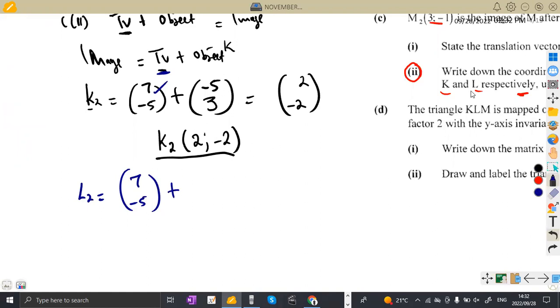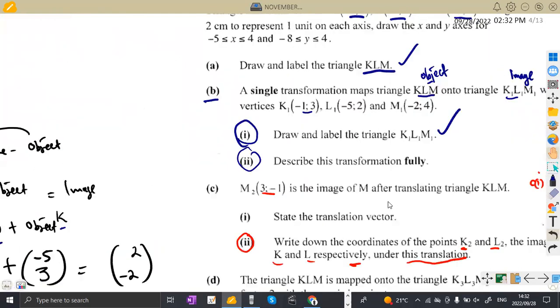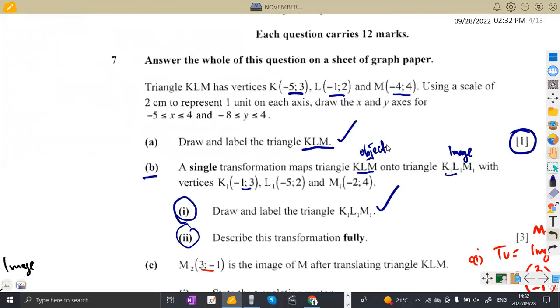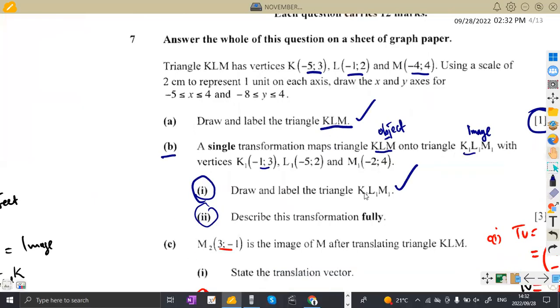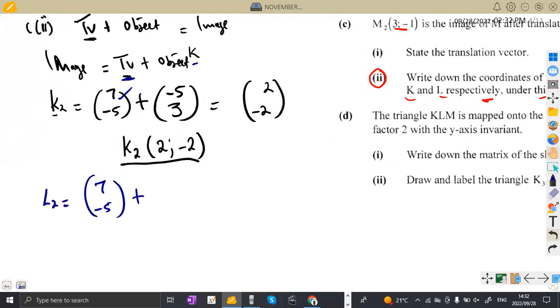The object now is L. We are talking about L2, so the object this time is L. So we need the coordinates of L, and the coordinates of L here are minus 1, 2. Those are the coordinates we're having, minus 1 and 2, like this.